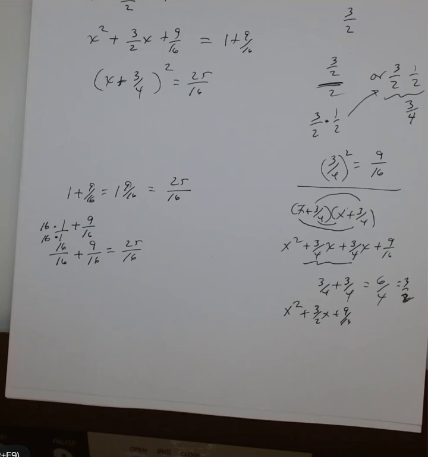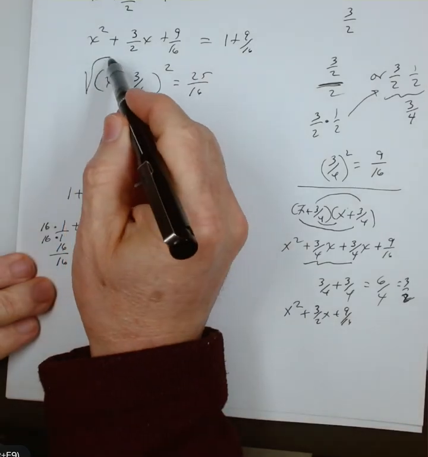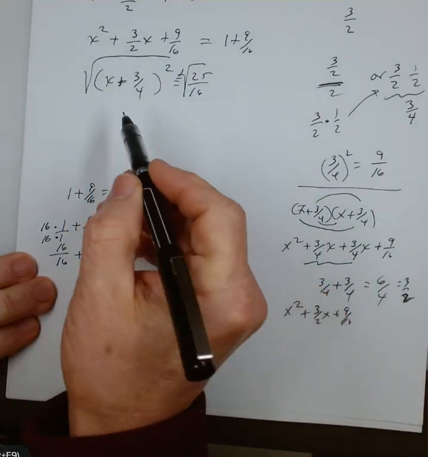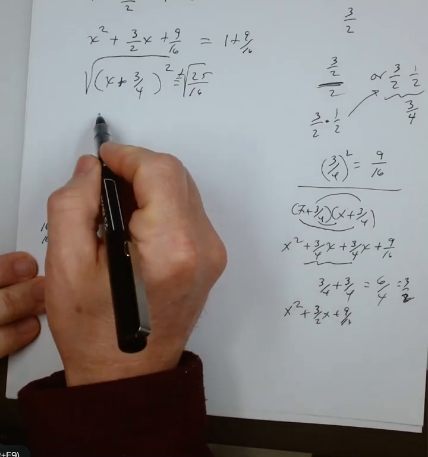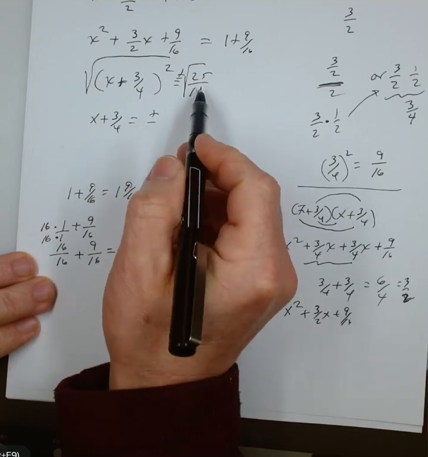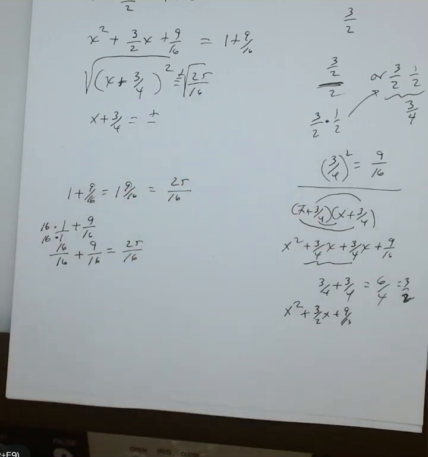Subtract 3/4. No, that's wrong. Yeah, you get rid of that square, right? That exponent. First of all, you have to take the square root of both sides, and then you subtract 3/4. Just like this. Don't forget that plus and minus though, right? So this becomes x plus 3/4 equals plus or minus the square root of 25/16. I can reduce both of those because both of those are perfect squares.